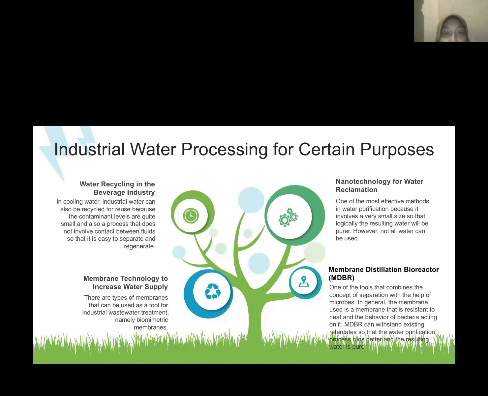There are types of membrane that can be used as a tool for industrial wastewater treatment, namely biomimetic membrane. 4. Membrane distillation bioreactor or MDBR, one of the tools that combine the concept of separation with the help of microbes. In general, the membrane used is a membrane that is resistant to heat and the behavior of bacteria acting on it. MDBR can withstand existing retentate so that the water purification process runs better and the resulting water is pure.